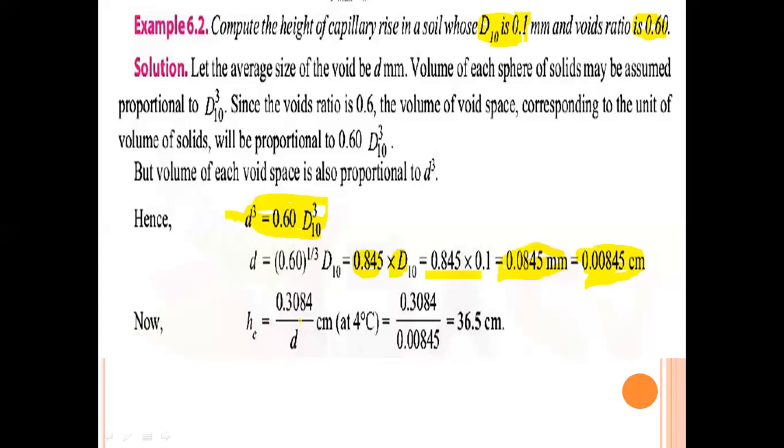Now HC, the capillary height, equals 0.3084 divided by d centimeters at 4 centigrade. Substituting the d value, 0.3084 divided by 0.00845 equals 36.5 centimeters. It is the height of the capillary rise in soil.